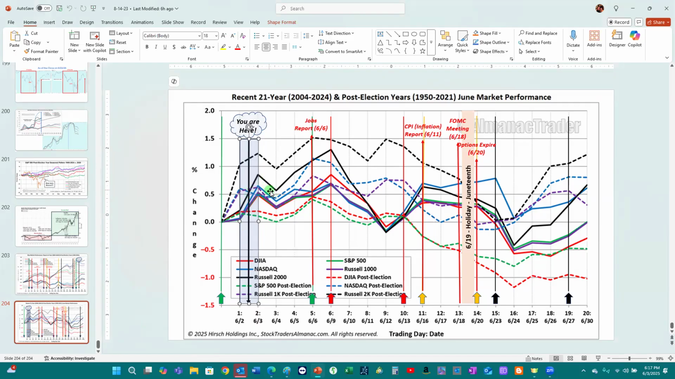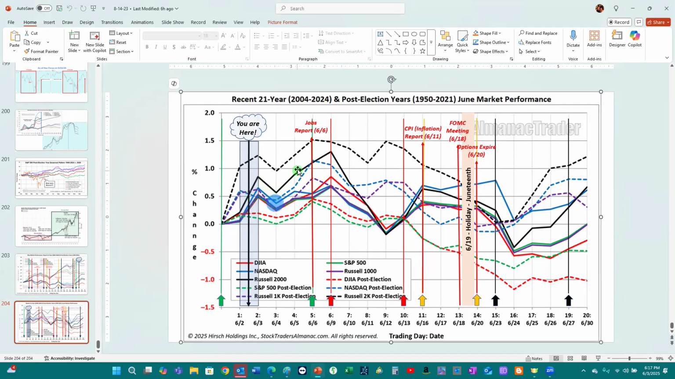According to this, we may come down tomorrow. And then we rally again into the beginning of next week. And then we get a big sell-off next week. And from here until the third week of June, you can see where it starts to climb right here.